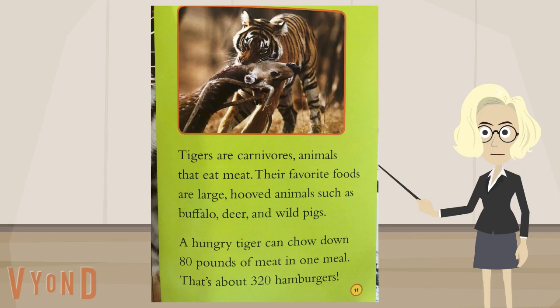Today we're going to look at two of the books that we have read in the past about tigers. So this first page is from the book Tigers by Laura Marsh. And Laura Marsh is teaching us about what tigers eat. And she gives examples like deer and wild pigs.